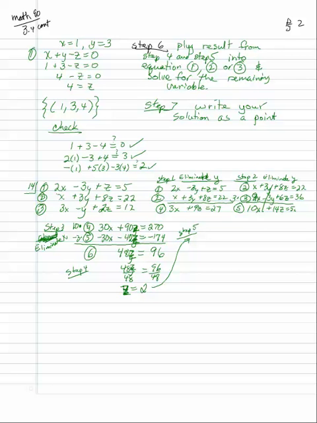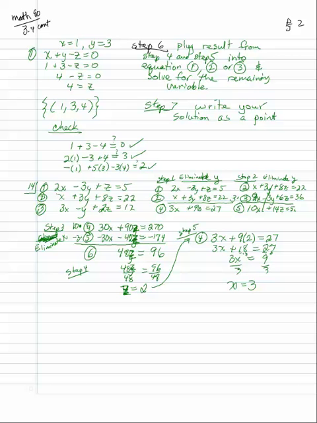Okay, so now I'm going to plug it into equation 3 or 4. Let's plug it into 4, the numbers are a little smaller. Plug z equals 2 in for z. So 9 times 2 is 18. Subtract 18 from both sides. You get 9. Divide both sides by 3. x is 3.